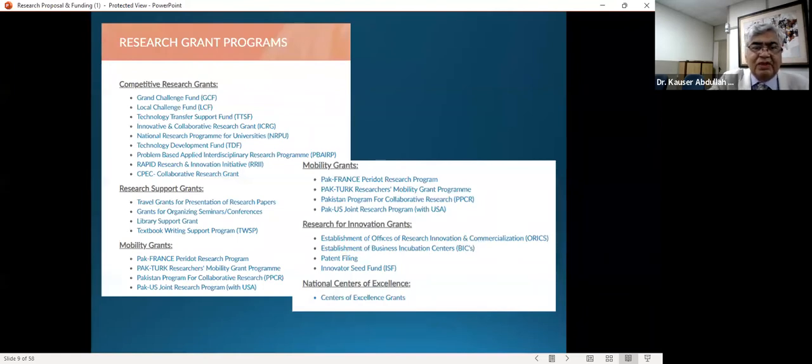Many of these grants are advertised and have a time limit, a last date for applying, and this cycle goes on. Some of the Grand Challenge and Local Challenge, the first round has been completed, I think. It is all near completion. So we will have to wait for the next call for competitive research grants.